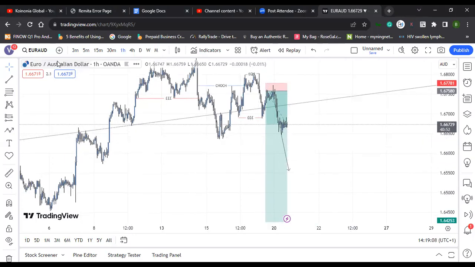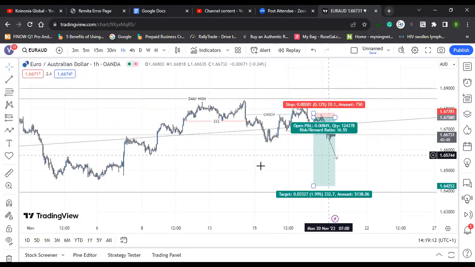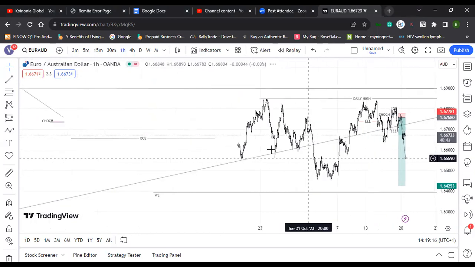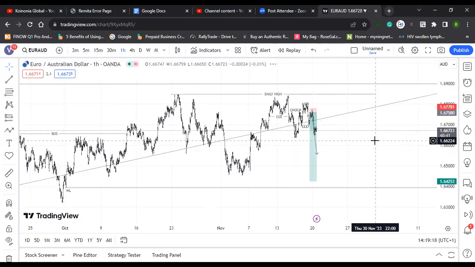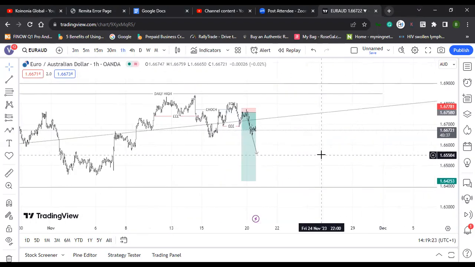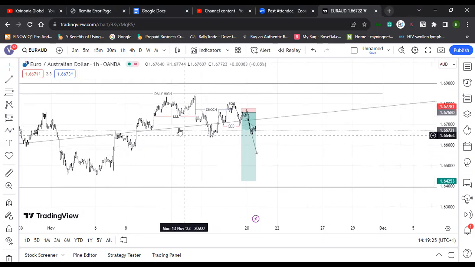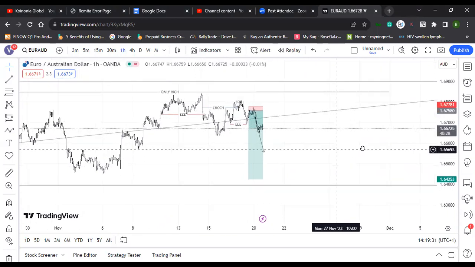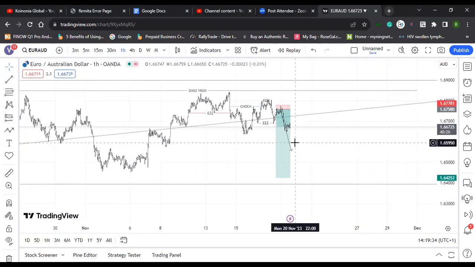But for Euro AUD, I still hold my bias as a sell. Yes, I'm still holding a sell bias on this guy. I explained everything already to my guys. I said, okay, this is what I'm expecting, and this is why I'm expecting this. And so far, so good. This is how it's playing out.